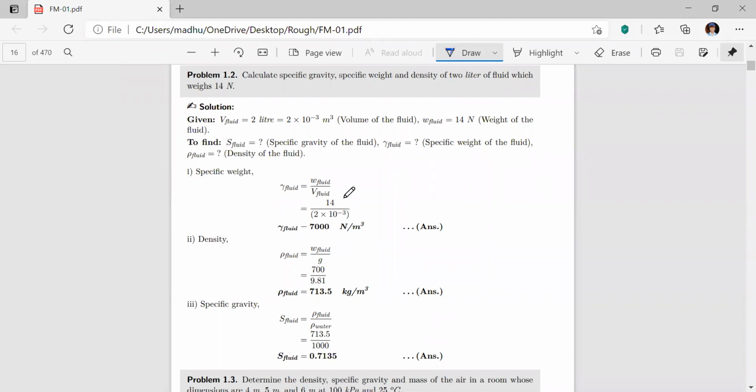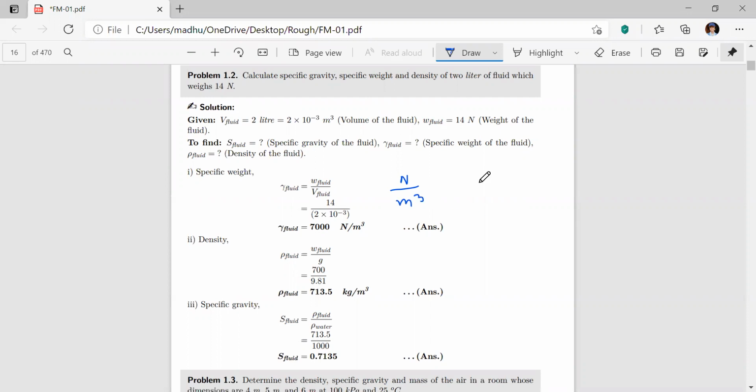And so first one, specific weight. How to find the specific weight? So it is solved here. Specific weight is nothing but the weight of the fluid divided by volume. It is the ratio of weight to the volume. Weight will be in Newton and volume will be in meter cube.